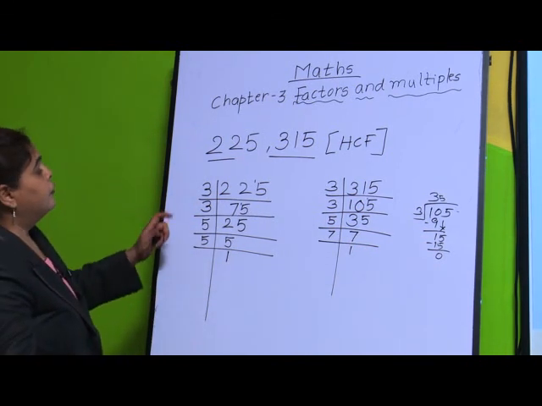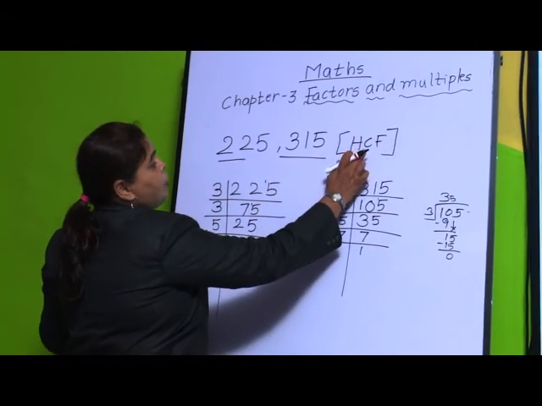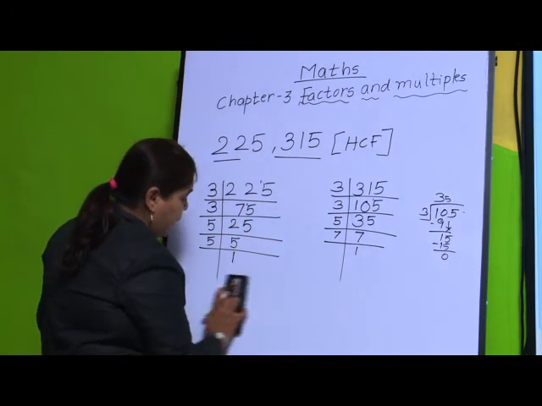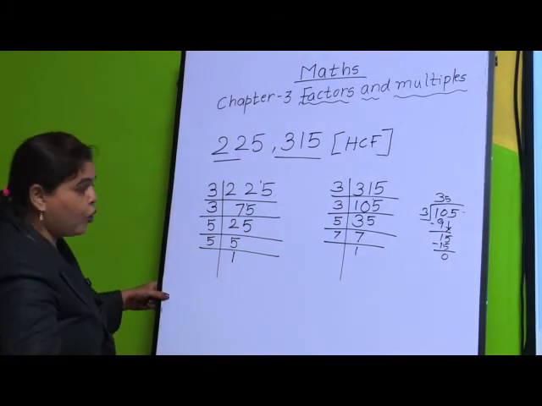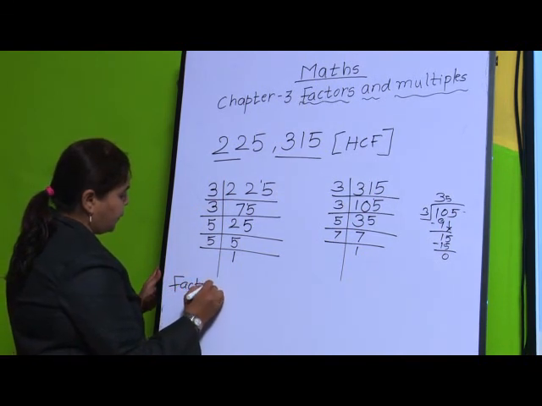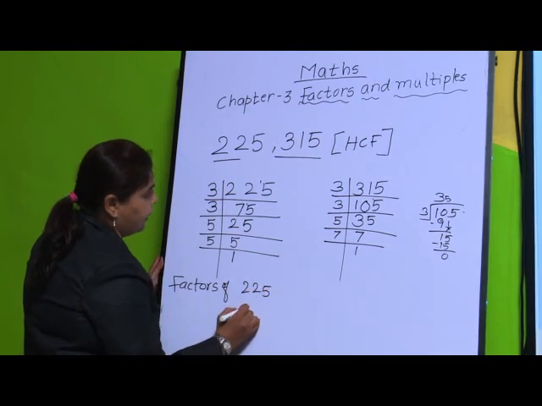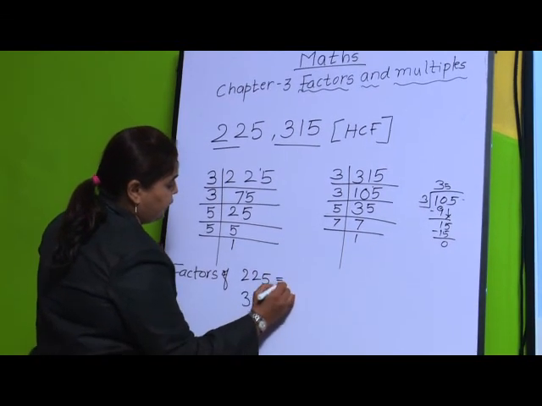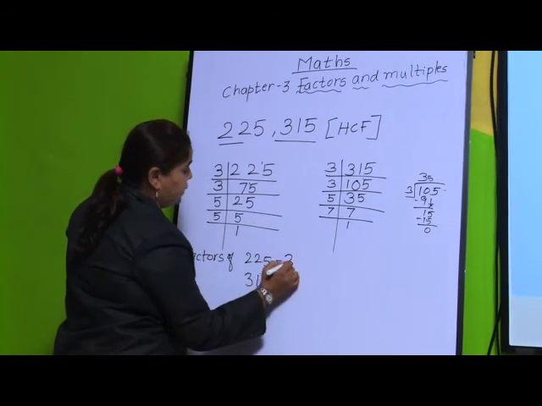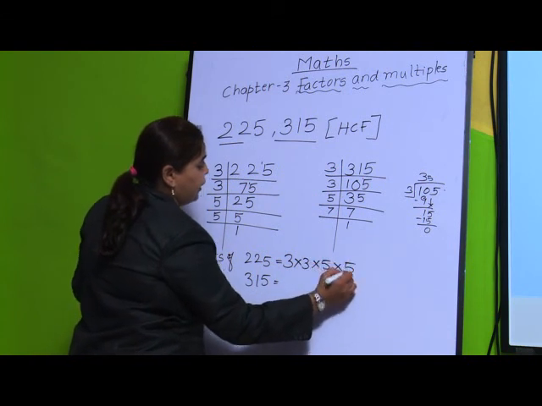Now we have to find out the factors of both. My question was the highest common factor. So we have to jot down the factors of both, and we will find what the highest common factor is. The factors of 225 and 315, what are the factors of this? 225 is 3 multiplied by 3 multiplied by 5 multiplied by 5.